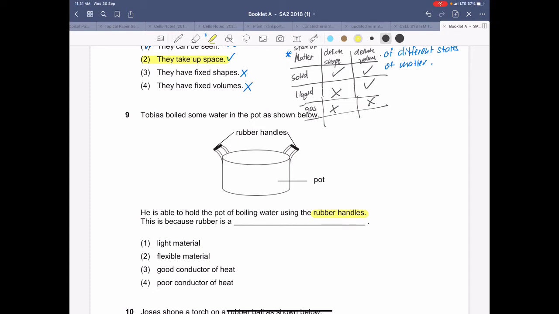Now, for this concept, the topic being tested here is actually heat and temperature. Under heat and temperature, I'm just going to write the concept itself because I think the topic is pretty obvious. It's actually insulators, and good conductors and poor conductors of heat.